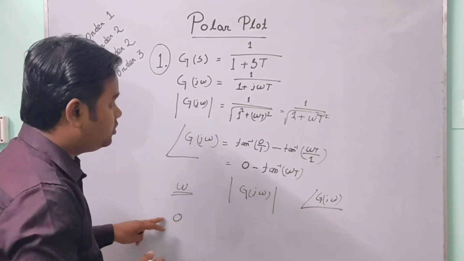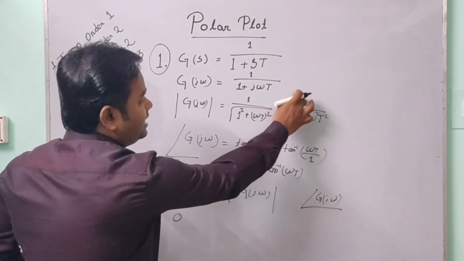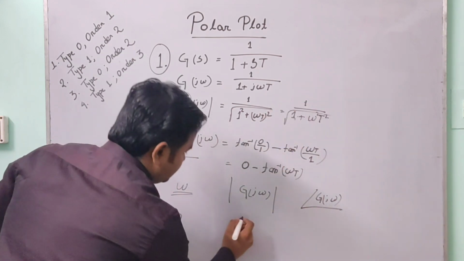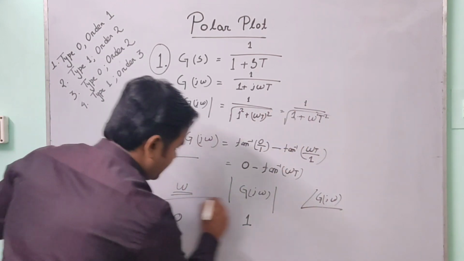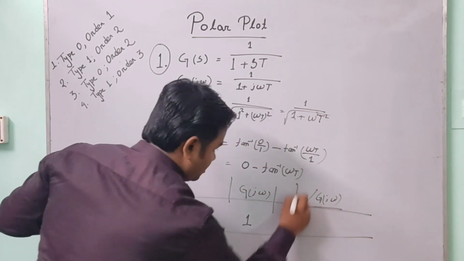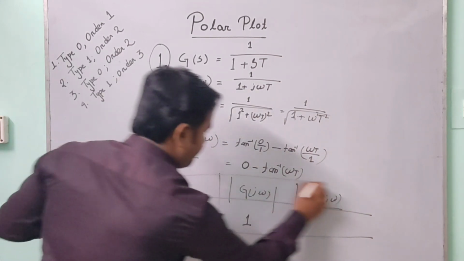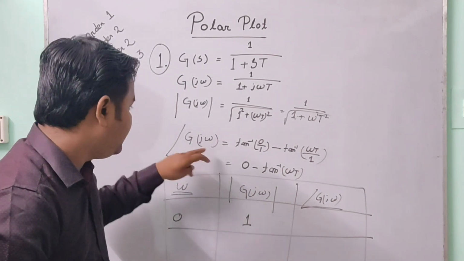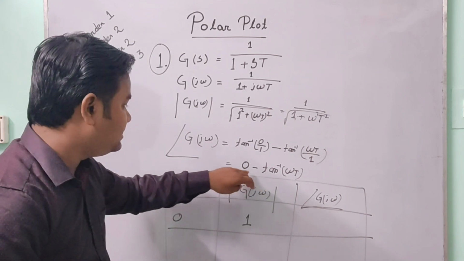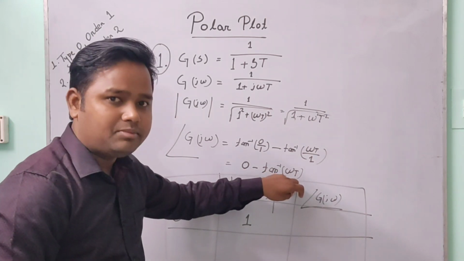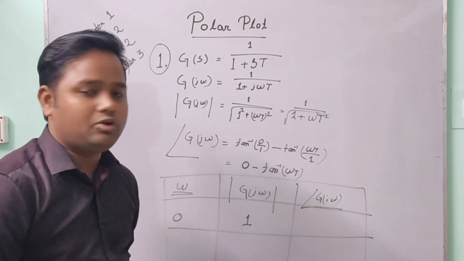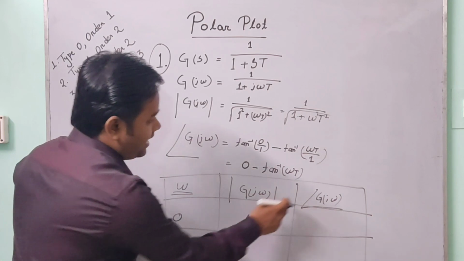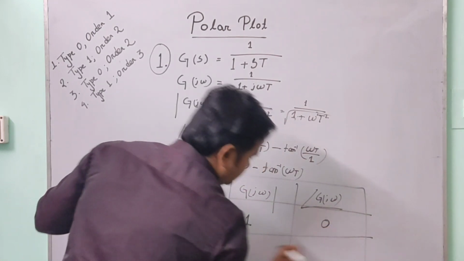Omega is equal to 0. If we put the value here, then 1 divided by the square root of 1 plus 0 square. That means its value will be 1. So its magnitude is 1. If I put ω equal to 0 in the angle formula, that means 0 minus tan inverse 0. Tan inverse 0 is equal to 0. So 0 minus 0, the value will be 0. So for ω equal to 0, the magnitude is 1 and the angle is 0.